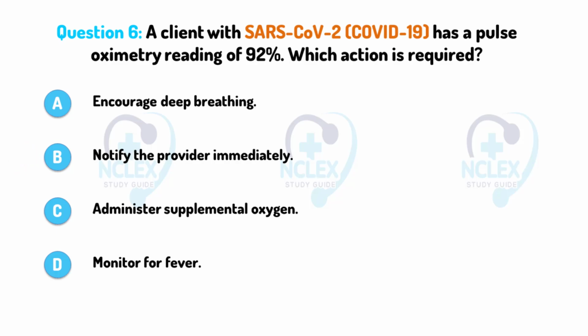Correct answer, B. Notify the provider immediately. Explanation: a pulse oximetry reading below 94% indicates hypoxia, which requires immediate medical attention to prevent further deterioration.